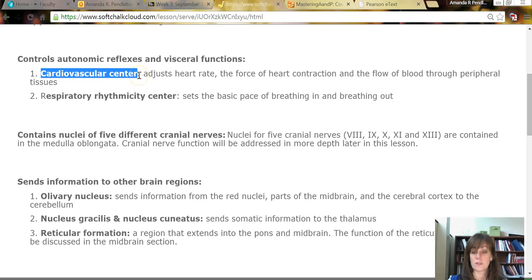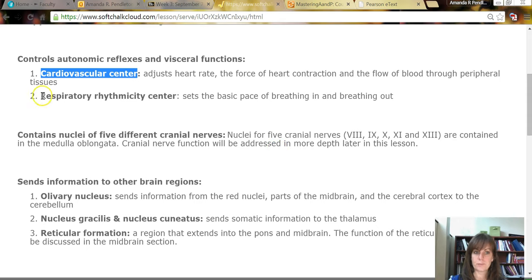Now there's two major things that the medulla oblongata controls, and one is going to be the cardiovascular center, which means heart, so it's going to adjust heart rate, how hard your heart contracts. And it's also going to help control how much blood is flowing through your blood vessels outside in the periphery, arms, legs, those sorts of regions.